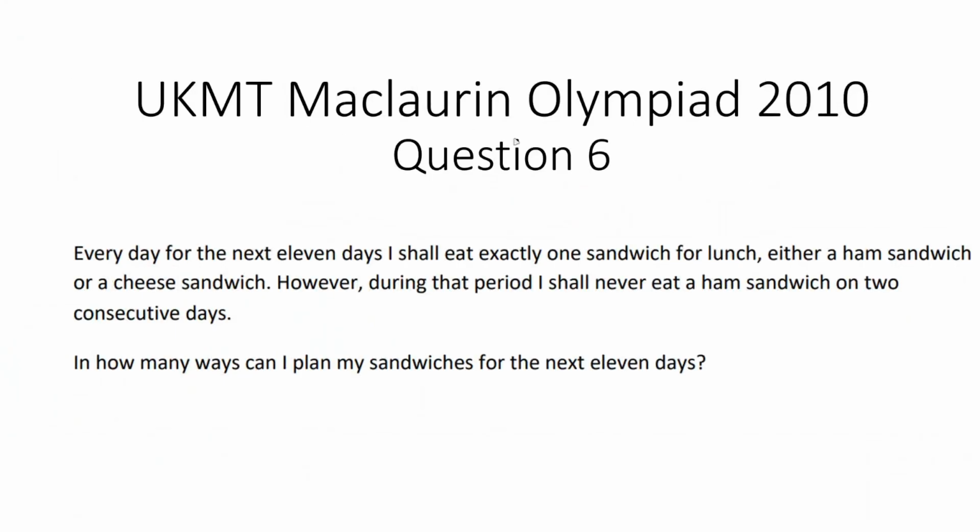Hello everyone, today we're going to be working through a Maclaurin Olympiad, question 6 from 2010. The question states that every day for the next 11 days I shall eat exactly one sandwich for lunch, either a ham sandwich or a cheese sandwich. However, during that period I shall never eat a ham sandwich on 2 consecutive days. In how many ways can I plan my sandwiches for the next 11 days?